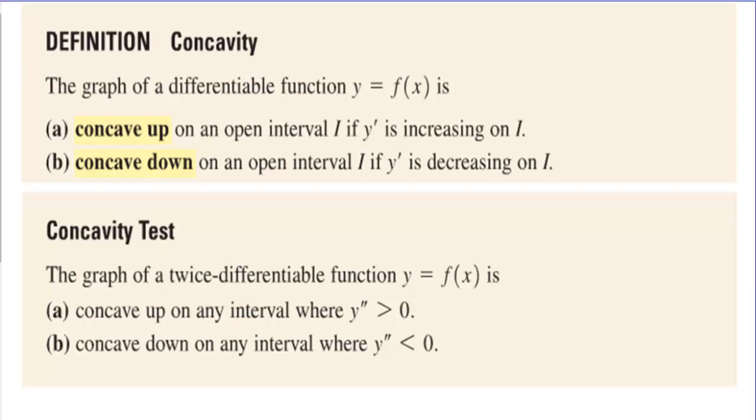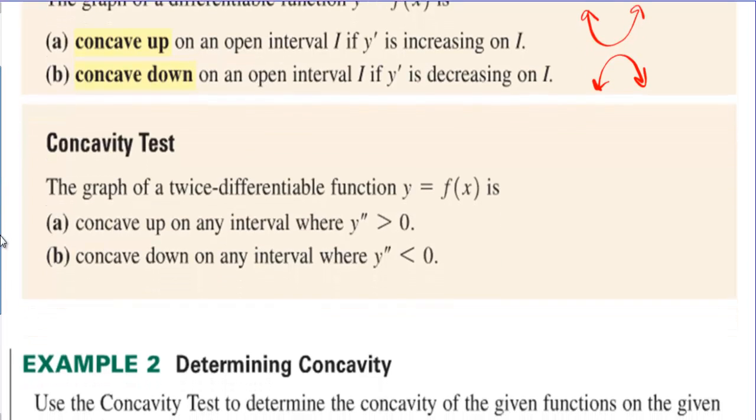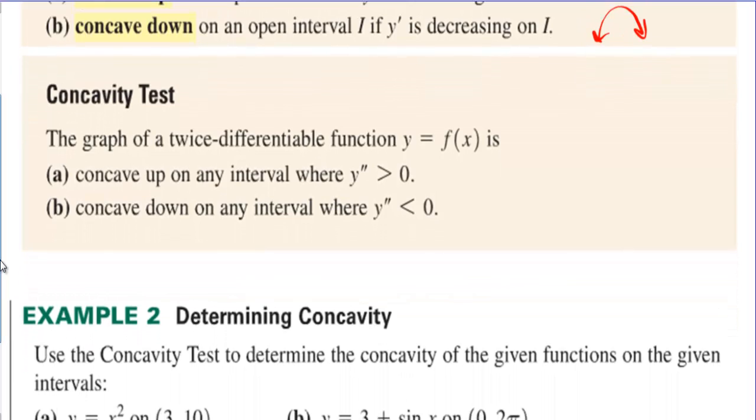Definition, concavity. The graph of a differentiable function y equals f of x is concave up on an open interval I if y prime is increasing on I. So concave up looks like that, and concave down looks like this. The concavity test: the graph of a twice differentiable function y equals f of x is concave up on any interval where the second derivative is positive. So the graph opens up if the second derivative is positive, and the graph opens down if the second derivative is negative. That would be concave down.